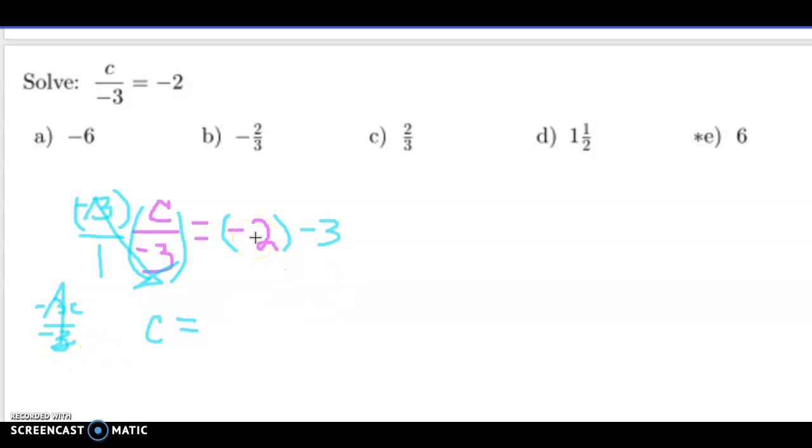Then I'm going to multiply the right side. -2 times -3. Negative times a negative is a positive, and 2 times 3 is 6. So there's my answer. Good luck.